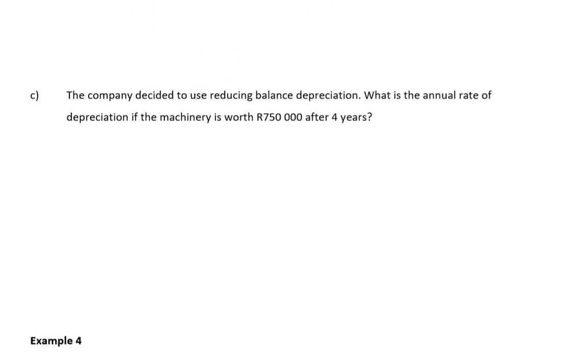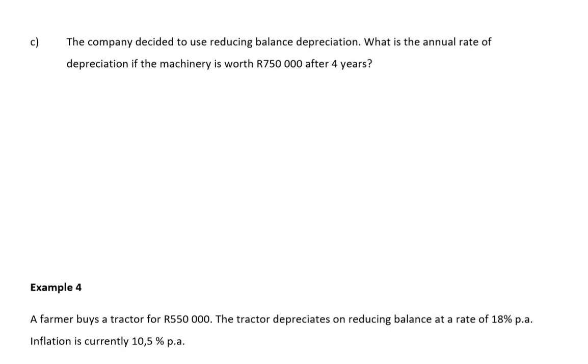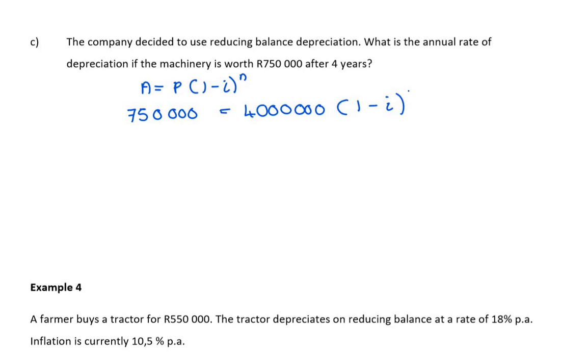Now the question says, the company decided to use reducing balance depreciation. What is the annual rate of depreciation if the machinery is worth 750,000 Rand after 4 years? So now I'm using my reducing balance, which is a slightly different formula. It is worth 750,000 Rand from 4 million, and just don't forget that million has 6 zeros. What depreciation rate is it?